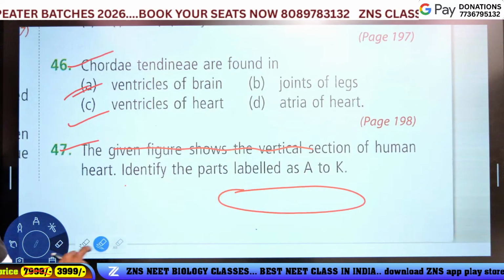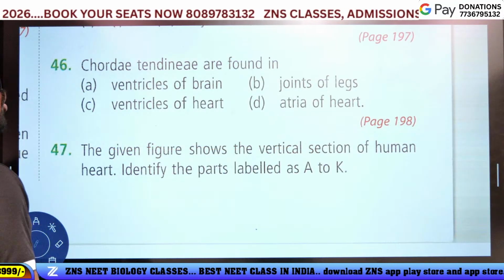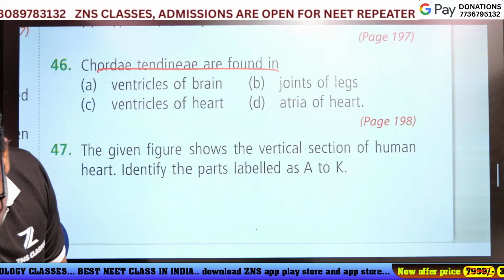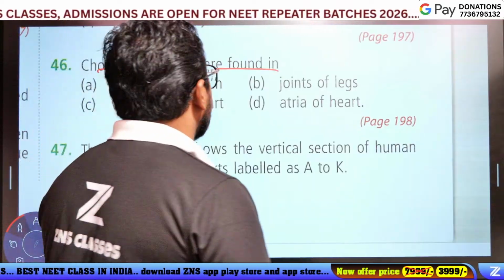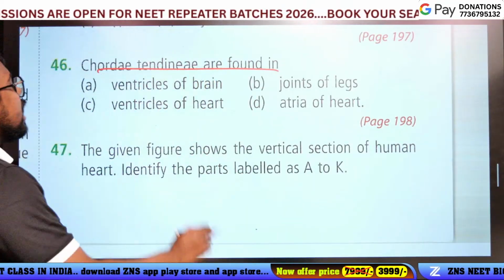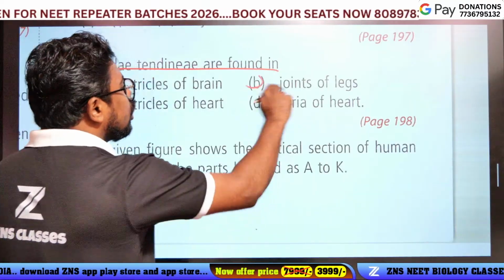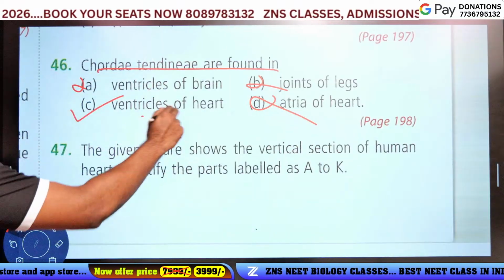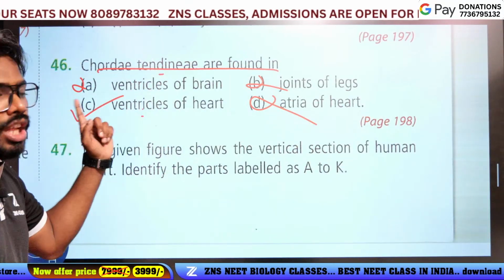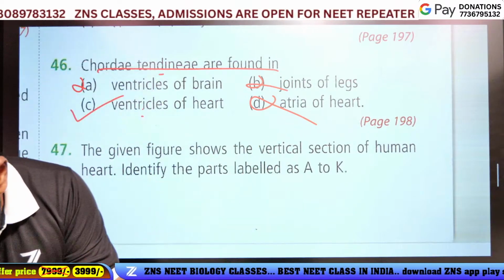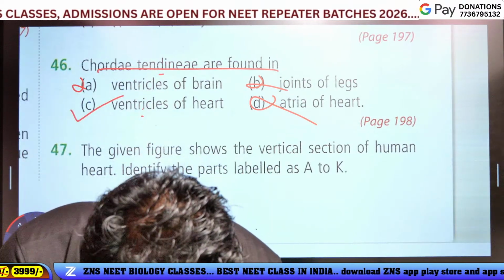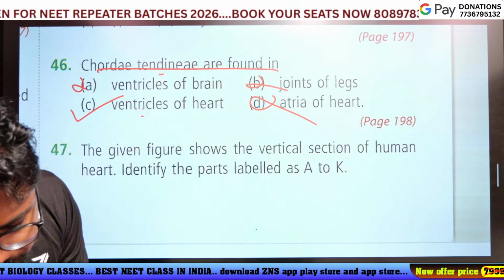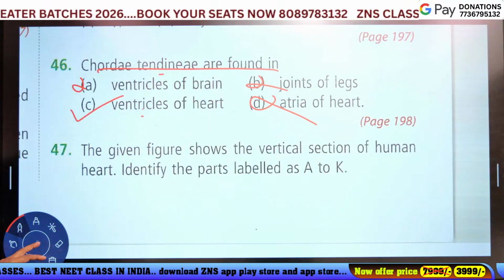The 46th question. The chordae tendineae are found in the ventricle of the brain? No. The joint of the leg? No. The ventricle of the heart? Yes. Atria of the heart? No, it's the ventricle of the heart. The chordae tendineae are found in the ventricle of the heart. Option C, yes. Good. Which is the answer? Option C is the answer.